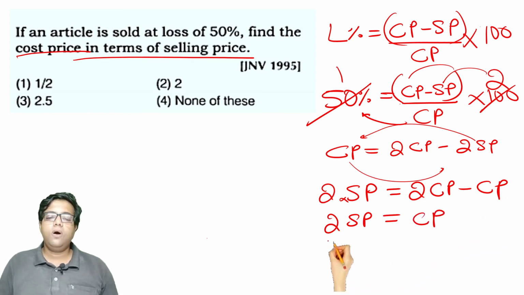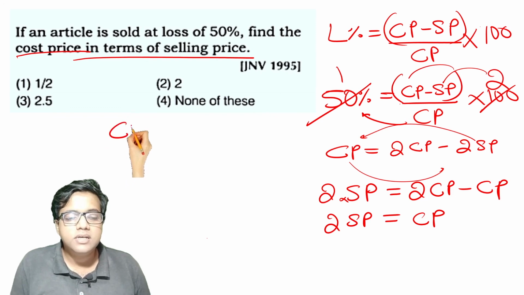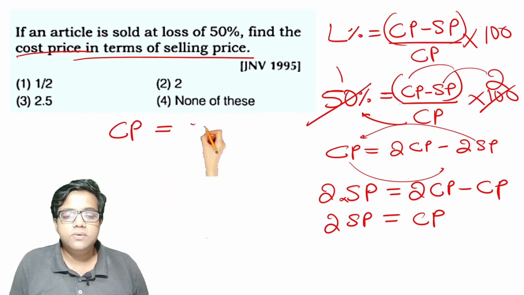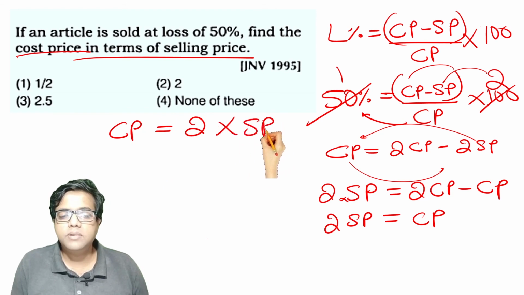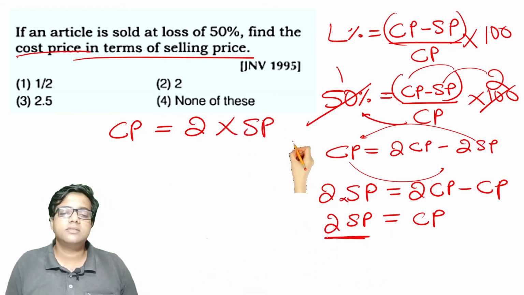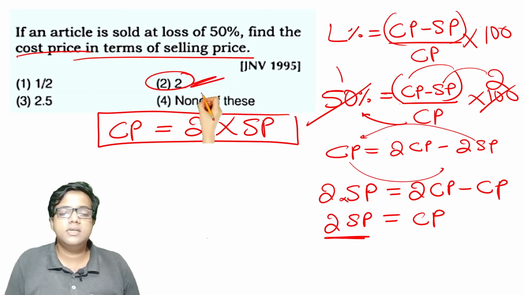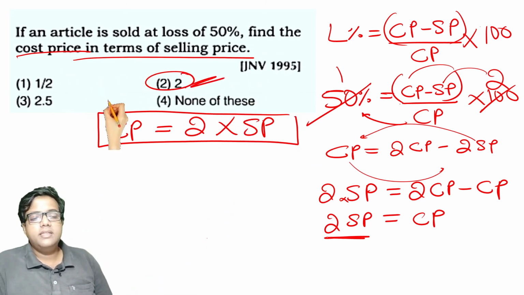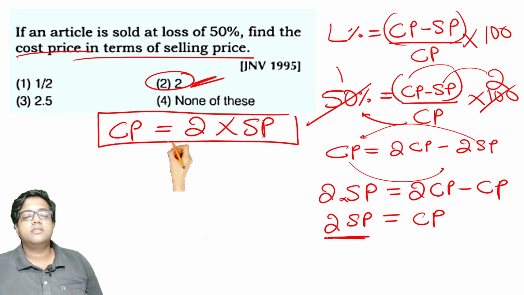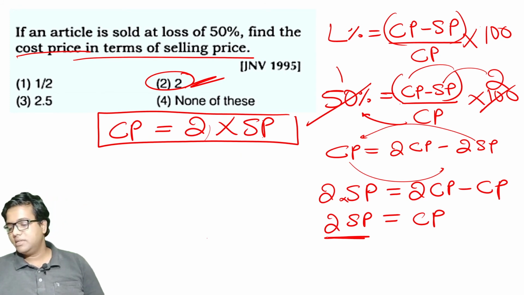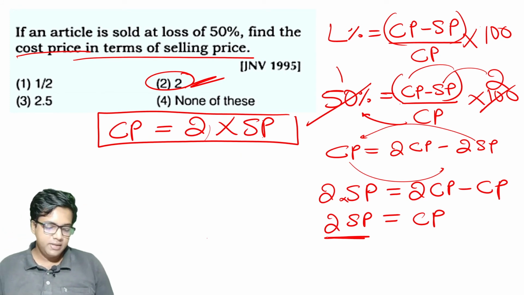Or in other terms, CP is equal to 2 into selling price. 2SP means 2 into selling price, right? So this is the right answer. Option 2 is the right answer. So find the cost price in terms of selling price. We have found the cost price in terms of selling price, where you need to multiply it 2 times. So 2 is the right answer for this question.